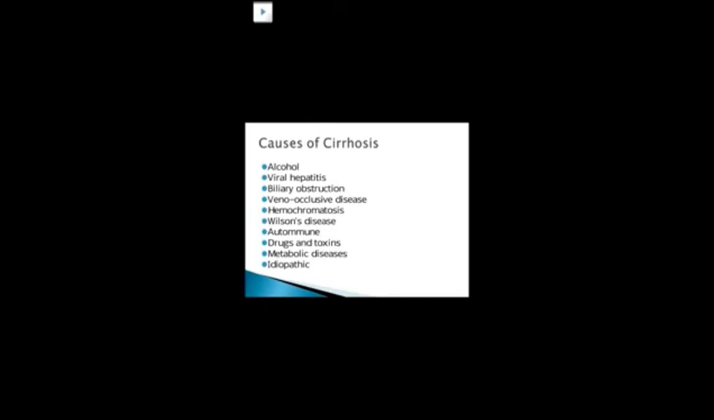Causes of cirrhosis: alcohol, the most common; viral hepatitis, and in viral hepatitis again the hepatitis B, the Australia antigen, a very common cause that is associated with cirrhosis when it comes to virus infections. Biliary obstructions, veno-occlusive diseases, hemochromatosis, Wilson's disease, autoimmune, drugs, toxins.